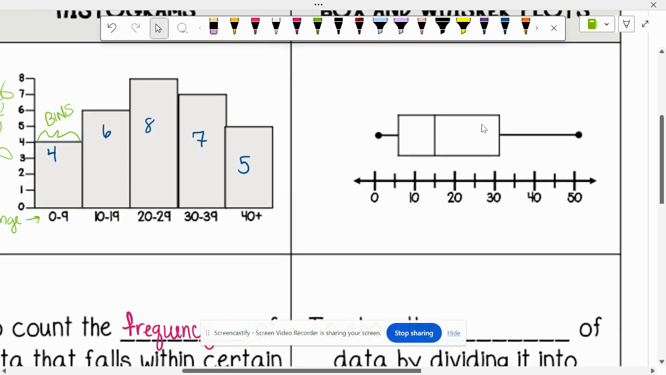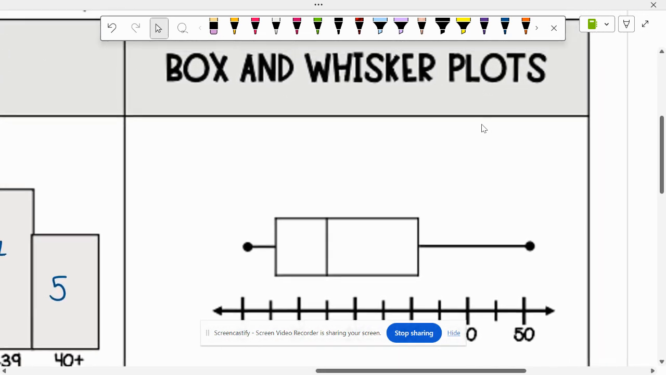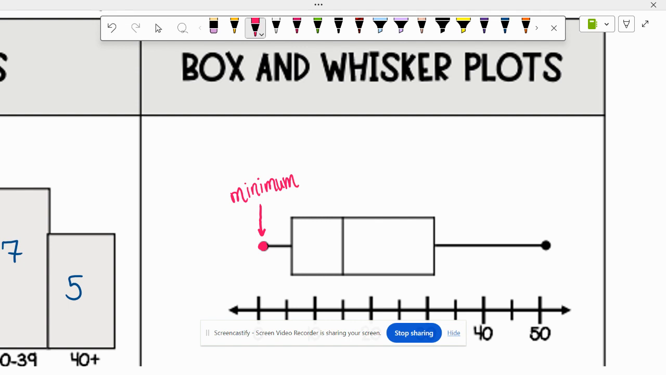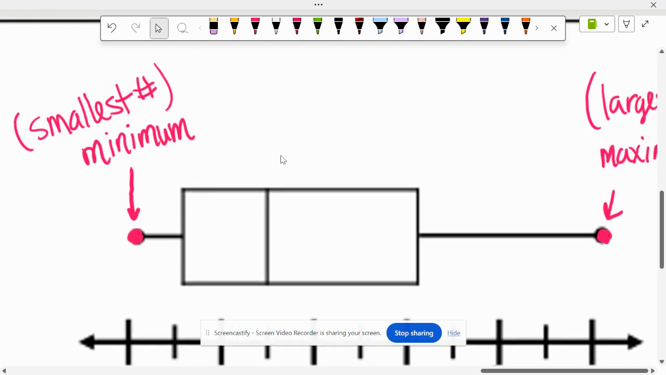We're going to use dot plots, histograms, and then the next one, box and whiskers, to start representing data. So this last one we're going to talk about today is a box and whisker plot. Do you guys ever remember seeing something like this? When you think in terms of a data set of numbers, this point represents the minimum, which means the smallest number. This dot on the right is my maximum, the largest number.